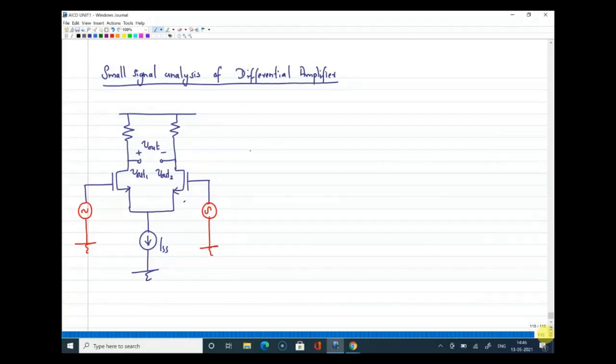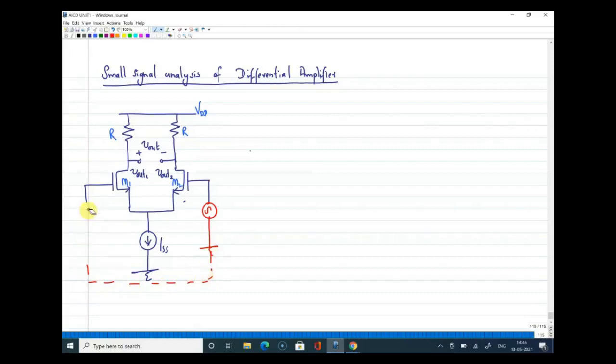Now, look at the circuit here. What I have done is I have connected two separate sources, one to the input of transistor M1, and another one to the input of transistor M2. This is M1 and this is M2. This is VDD and this is R. So, what is the meaning of connecting in this way? It is the same as this, right? Because both gates are the same, so it is the same as this.